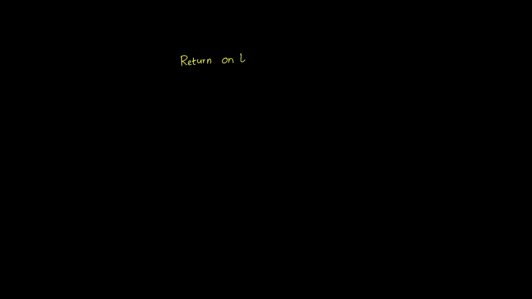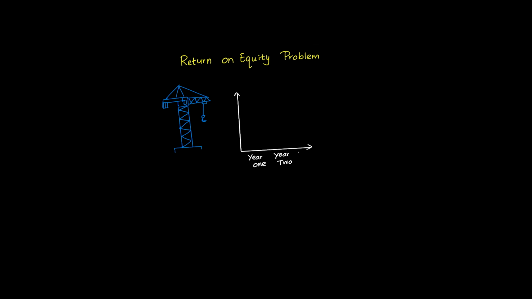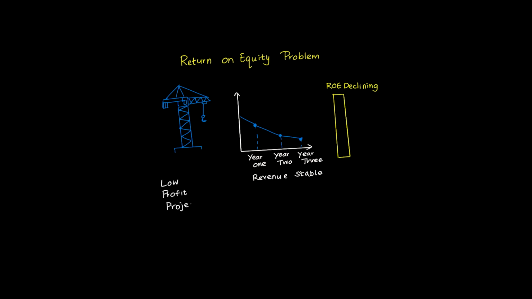This question is about diagnosing and fixing profitability problems. A construction company has a troubling pattern. Return on equity has been declining for 3 consecutive years, even though revenues remain stable. Return on equity measures how much profit the company generates for every dollar of shareholder equity. If revenues aren't changing but return on equity is dropping, it means the company is making less profit from the same amount of sales. The most effective solution is to improve project selection.